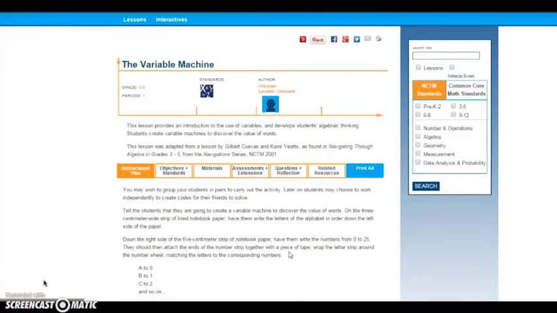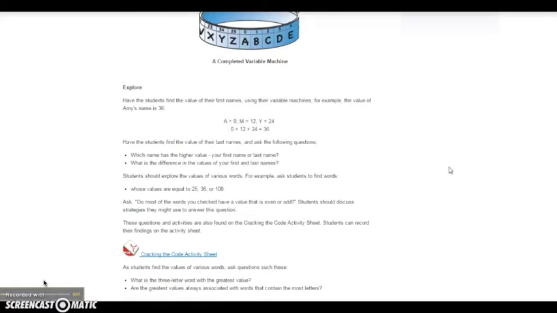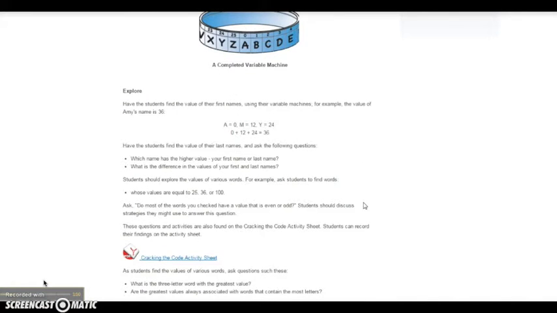Then they can tape the ends of the strip together, or they can just keep it on the notebook paper. Then they will be asked to find the value of words, such as first names and last names. The teacher might also ask them to look for words that have certain values, such as words whose values are equal to 25, 36, or 100. Students will fill out an activity sheet as they work, and then compare their answers with a partner and participate in a class discussion afterwards about their findings.